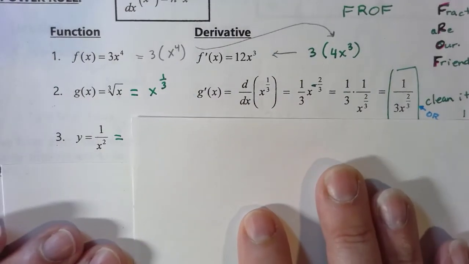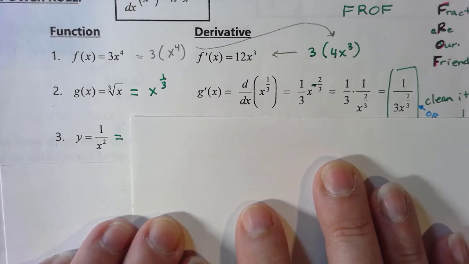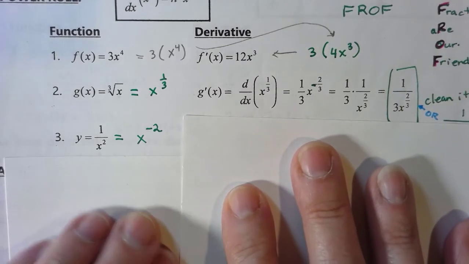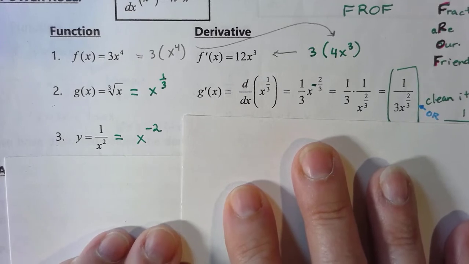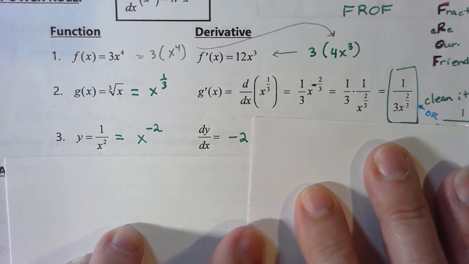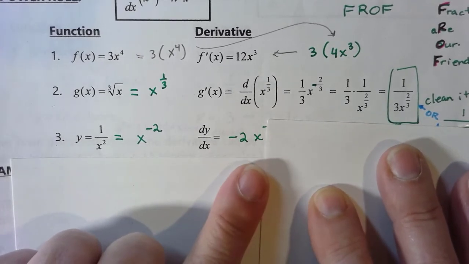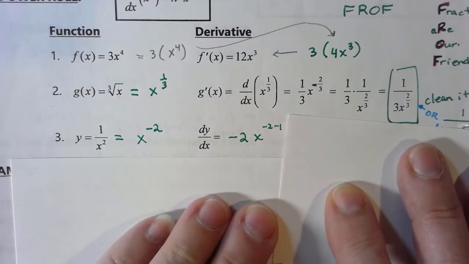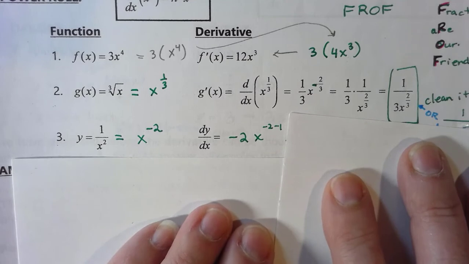So if we look at y equals 1 over x squared, we first of all want to start with that being x to the negative 2, because we need a power on the x. And now negative 2 comes down for my derivative, x to the subtract 1 from that. We're still basically doing middle school math or even elementary. I don't know where you learn negative 2 minus 1.